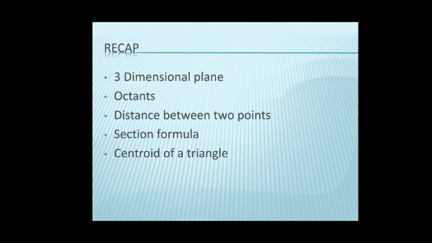So the concepts which are taken up in this chapter, three-dimensional geometry for 11th class, are the three-dimensional plane, the knowledge of octants, how to calculate the distance between 2 points in a 3D plane, the section formula with internal and external division, and how to find the centroid of a triangle when its three vertices are known. So these are all concepts which are taken up in the chapter three-dimensional geometry for class 11.